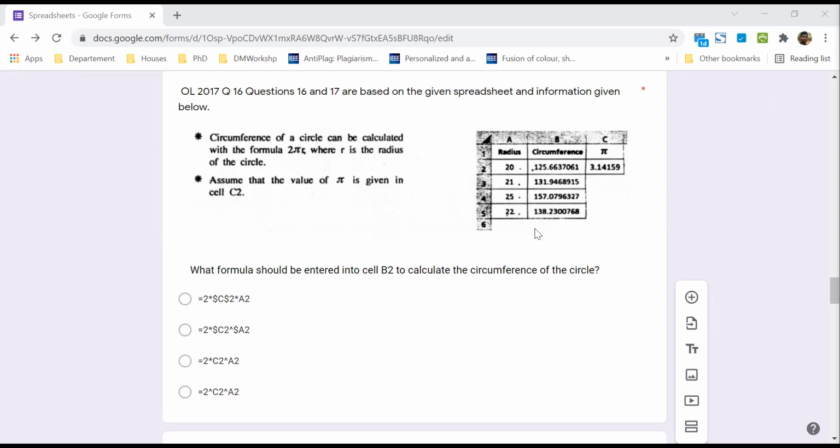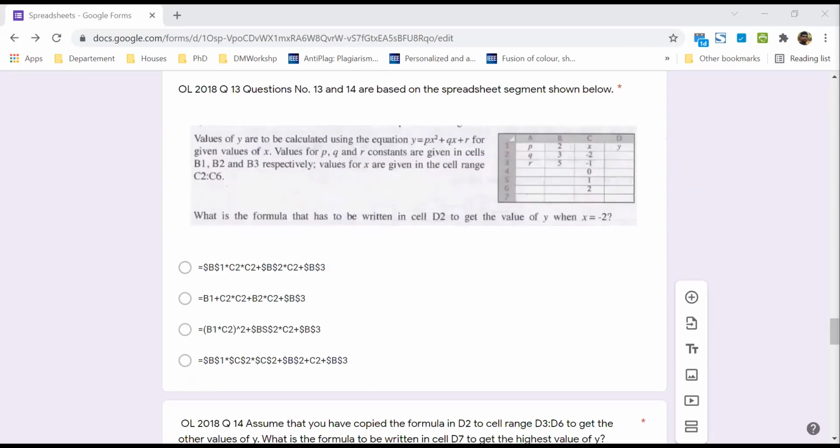Right, let's move to the next one. Okay, it's from 2018. We have question number 13 and 14. It's based on the spreadsheet. So the question says the values of y. We have P, we have Q, we have R, and we have an equation of Px square plus Qx plus R. The X values are given. Remember last time when we drew the graph, we did a similar thing.